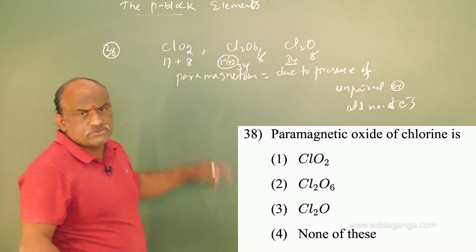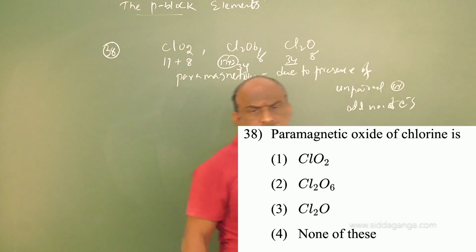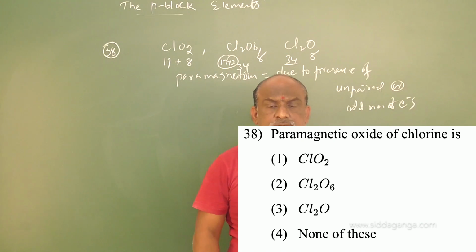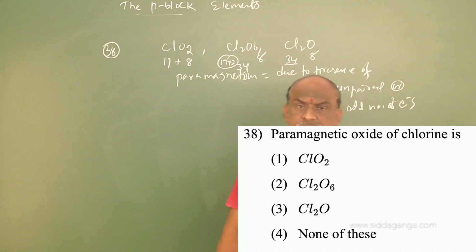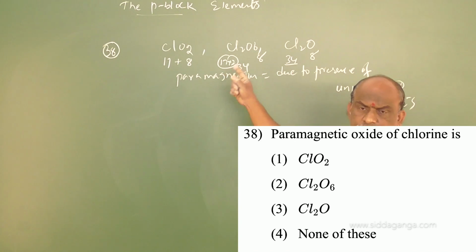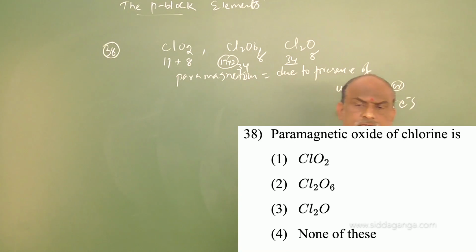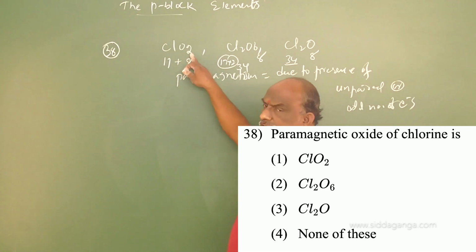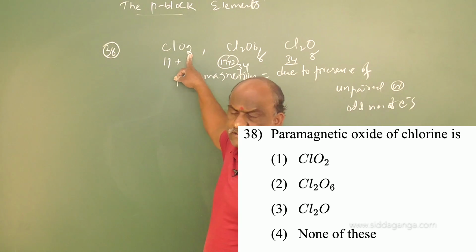So in the first example, the substance is paramagnetic. Why is example number 1 paramagnetic? Due to the presence of an odd number of electrons. Chlorine dioxide is not available in dimeric form, and it contains 17 electrons only. 17 electrons means 8 pairs plus 1, and that 1 is the odd electron. Due to the odd number of electrons, ClO2 is an example of a paramagnetic substance.